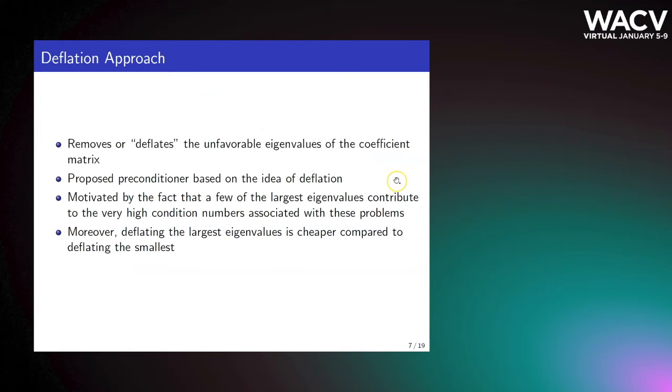Deflation involves removing, or deflating, the unfavorable eigenvalues of the coefficient matrix. Our approach is motivated by the fact that a few of the largest eigenvalues contribute to the very high condition numbers associated with bundle adjustment problems. Deflation is generally done for removing the smallest eigenvalues. However, we deflate the largest eigenvalues because computing the largest eigenvalues is cheaper than computing the smallest eigenvalues.